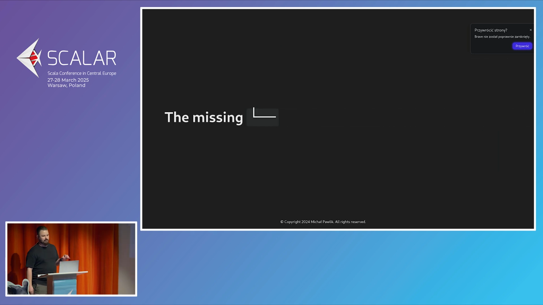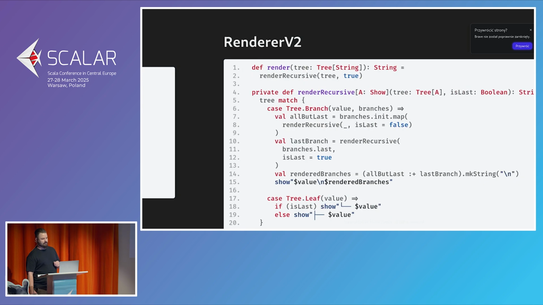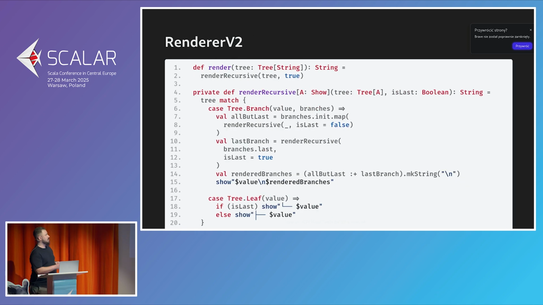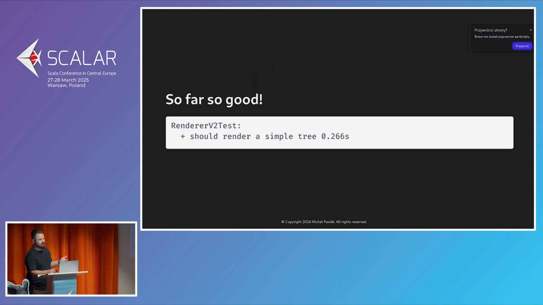So about the missing L shape. You probably noticed that in our code we never track if we're on the last element or the first element, nothing like that. So we could try to fix it by just taking the initial part of the branches, marking it as non-last, and taking the last element and marking it as last, and then deciding about the character. It's a very naive way of doing that, but if we have a look at our test and execute it, it works. So we have finished the first of the few goals that we had.